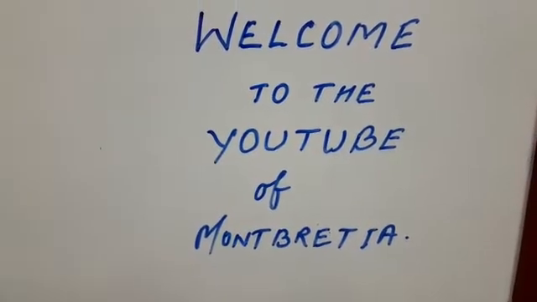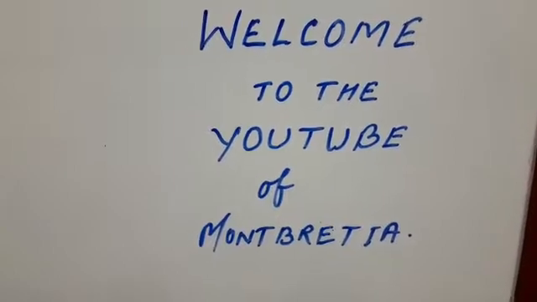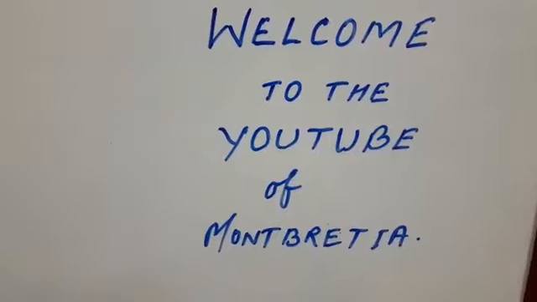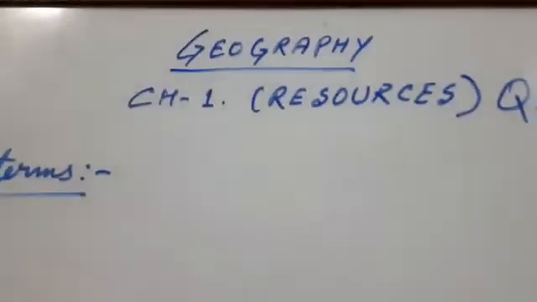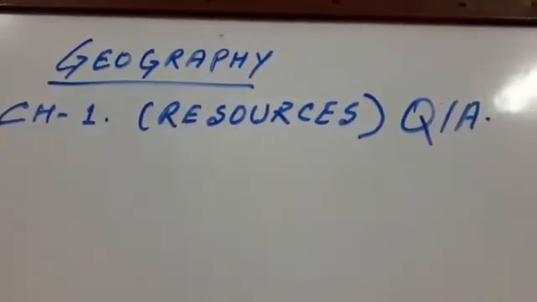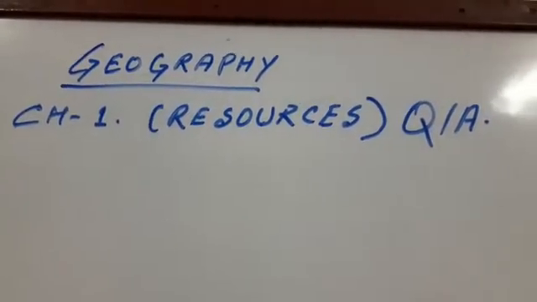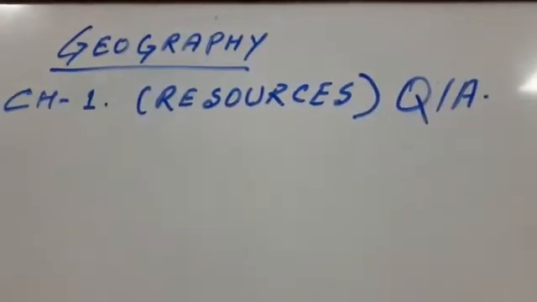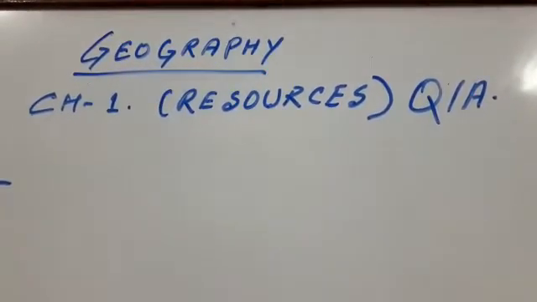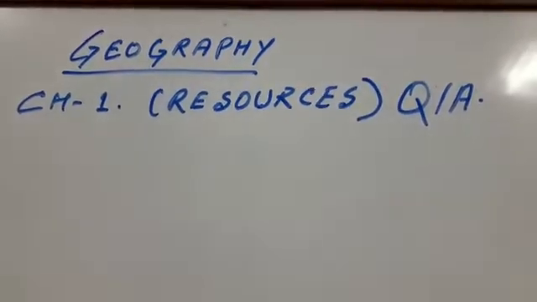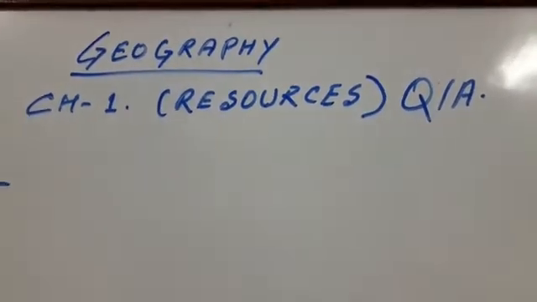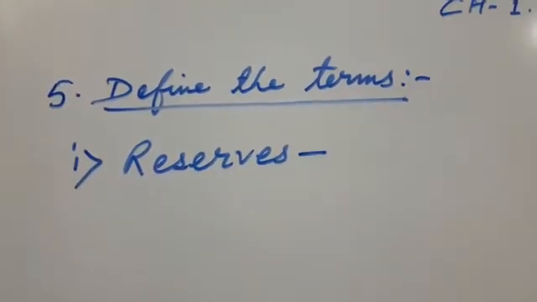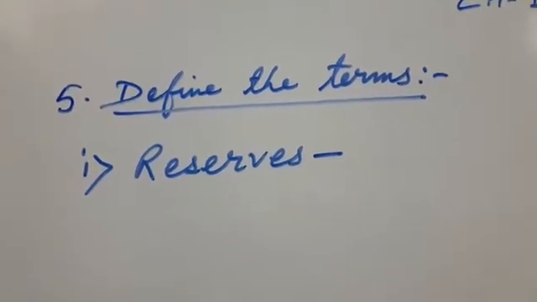You remember in your social science, we are in the question answers of chapter number 1 in geography. Geography, chapter number 1, resources, question answers. We were there for Std-8. Already we have written 4 questions and answers. Now we are going through the 5th question, that is define the terms. So there are 3 terms.